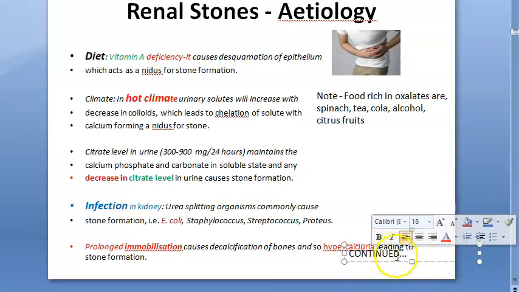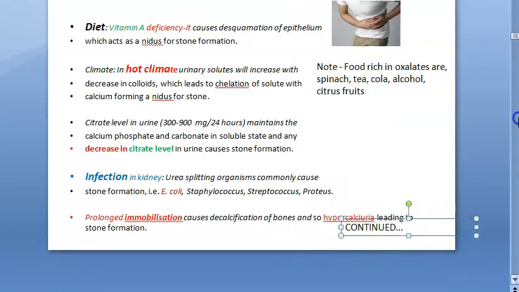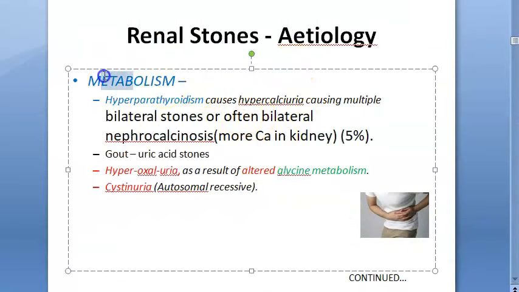So you can see this continued here. What does this continued mean? That means the etiology is not over yet. One more slide is there. So metabolism. Some metabolic disorders can be there. What will happen if you have hyperparathyroidism? If you have hyperparathyroidism, you have more calcium in the blood, hypercalcemia. So that will lead to hypercalciuria, right? So you will have bilateral stones, etc.